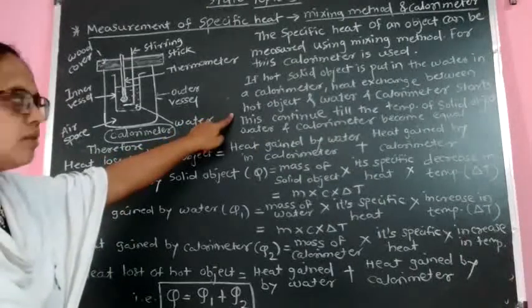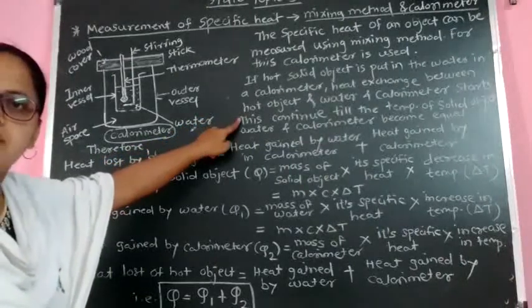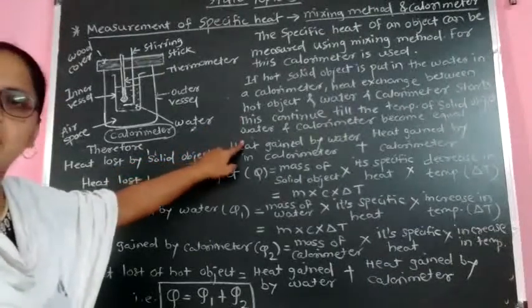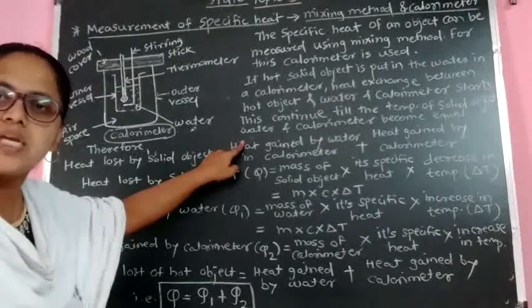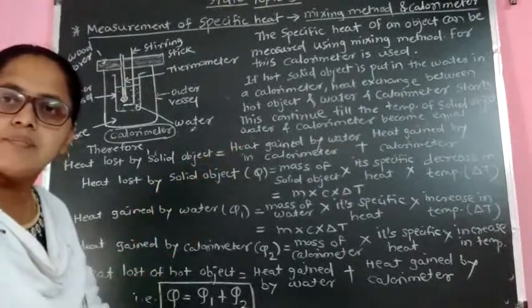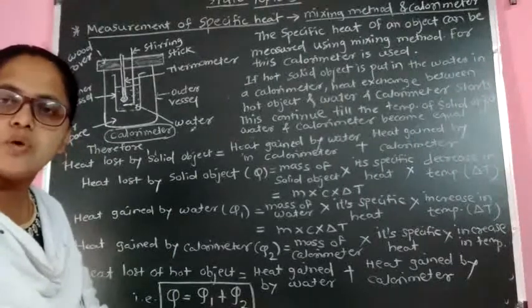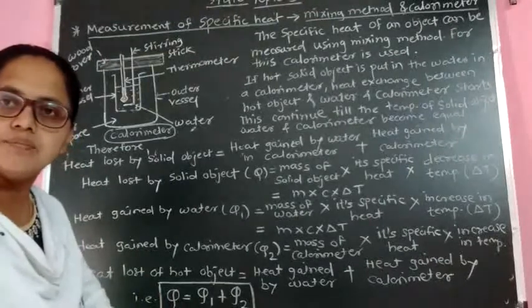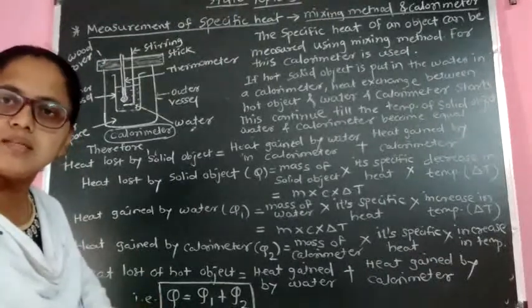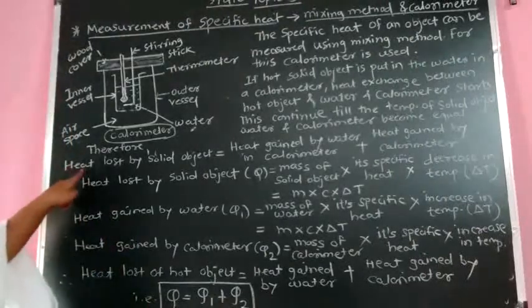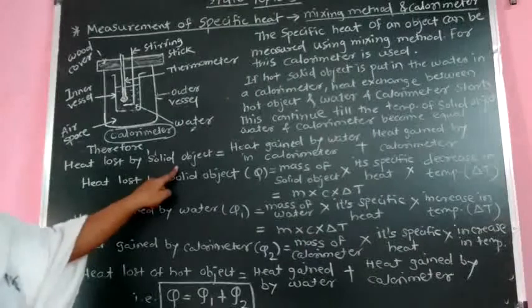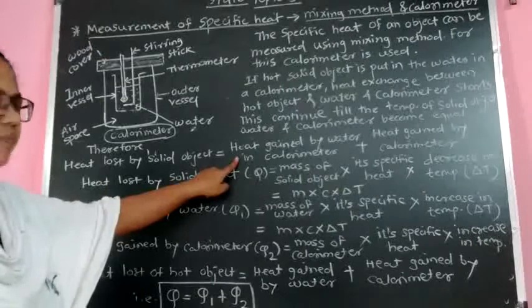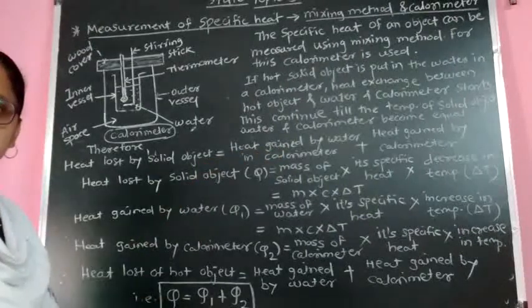Heat exchange between hot object and water and calorimeter starts. This continues till the temperature of solid object, water and calorimeter become equal. We know that heat exchange takes place till both the objects attain the same value. So here the hot object loses the heat energy, water and calorimeter gain the energy till all the three attain the same value. So you can see here we will get heat lost by solid object is equal to heat gain by water in calorimeter plus heat gain by calorimeter.